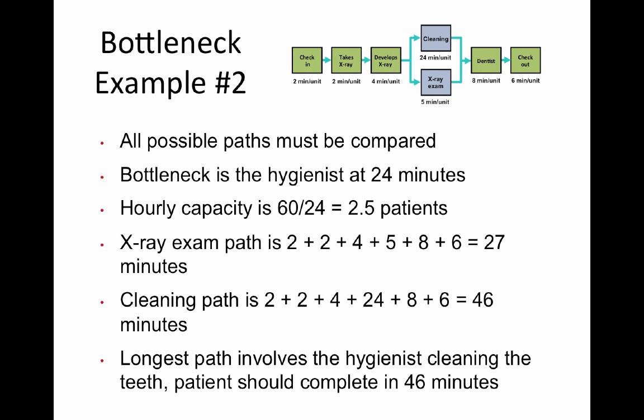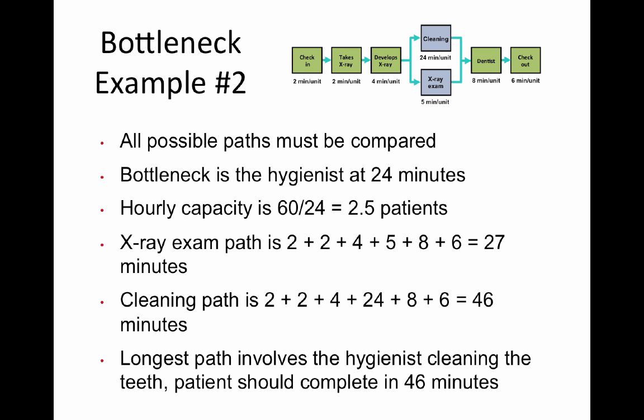So here we're again going to look at this. All possible paths must be compared. So when you try to identify the throughput, what you need to do is consider how long it takes each path, and you come up with the total time for each path, and then it's whatever is the longest path. So that is your throughput.